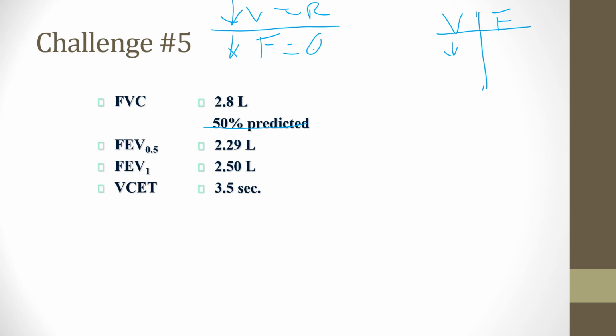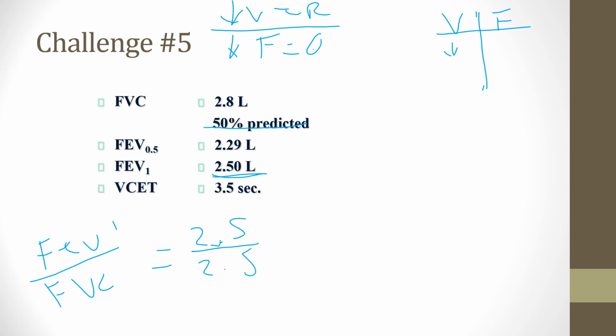Okay, so I need to figure out my flow rates. Well, it doesn't give me a flow rate. It tells me what their FEV1 is, but I don't know what their flow rate is. So guess what? Their flow rate for the FEV1%, now you have to calculate it. So remember, it's FEV1 over FVC, which equals, FEV1 is 2.5 over 2.8.